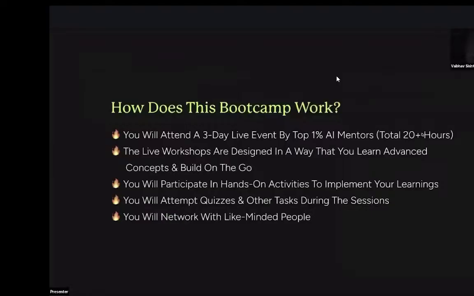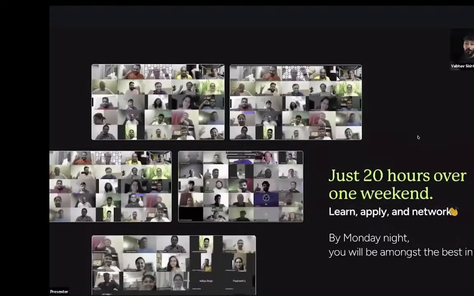This is what you will do. You will attend a 3-day live event by top 1% mentors. You can see it's more than 20 to 23 hours. All the live workshops are designed in a way you learn advanced concepts, and also on top of that, build on the go. There are going to be breakout rooms. You're going to do stuff together, which is super fun. You'll participate in hands-on activity and implementation. You'll attempt quizzes and tasks during the session. And finally, you'll network with a bunch of like-minded people. People learn, apply, and network so that by Monday night, you'll be among the top 5% in AI.